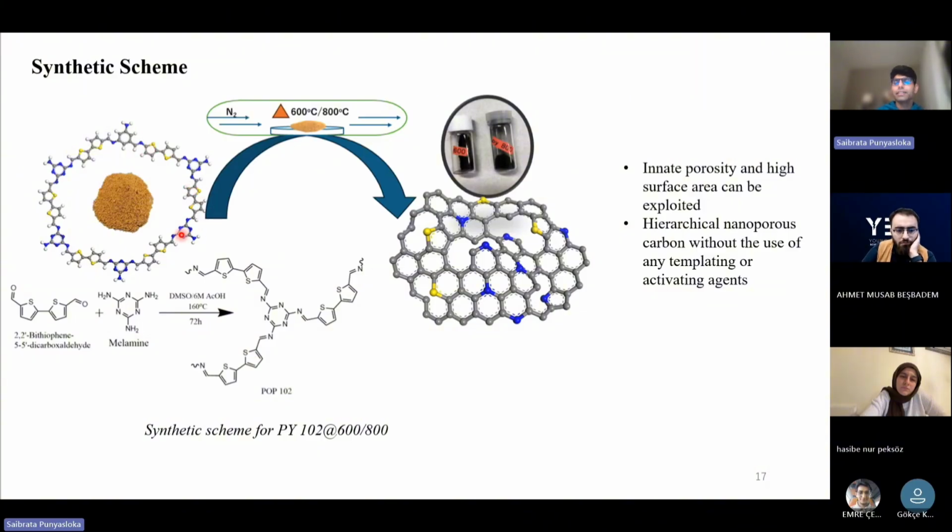And I studied its property at two different temperatures. I carbonized the whole thing at 600 and 800, and I could get carbon. Of course, if you push anything above 550, 600, the organic structure breaks down and forms carbon. But when breaking down, because it has pores, it'll kind of maintain them. And such innate porosity gives us high surface area materials.